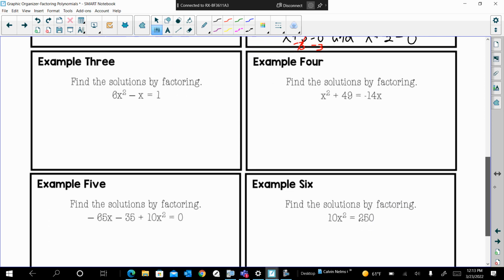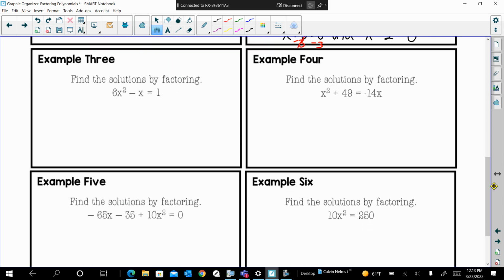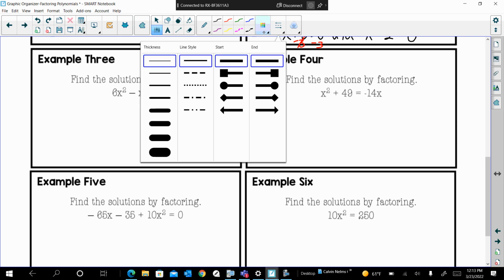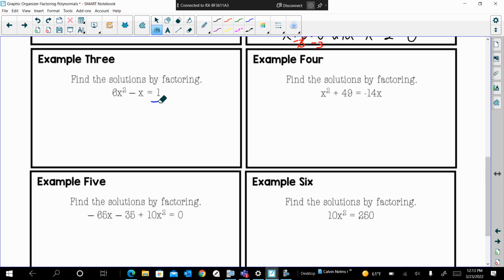All right, so on example 3, is it in standard form? Does it go highest to smallest? Is it equal to 0? No, it's equal to 1. So what we're going to have to do is do the opposite, or do the inverse, to make it equal to 0. That means we're going to subtract 1. When I do that, this now becomes 0 right there. And you're just going to rewrite it, guys, in standard form, high to low. So this would be 6x squared minus x minus 1 equals 0.